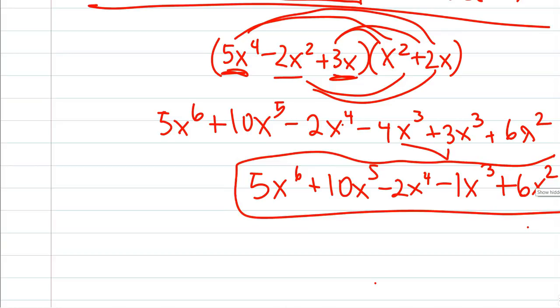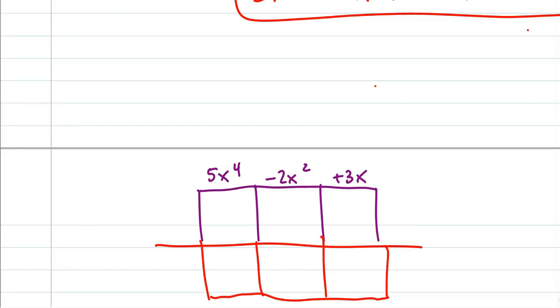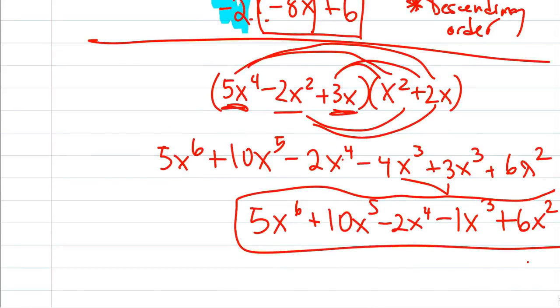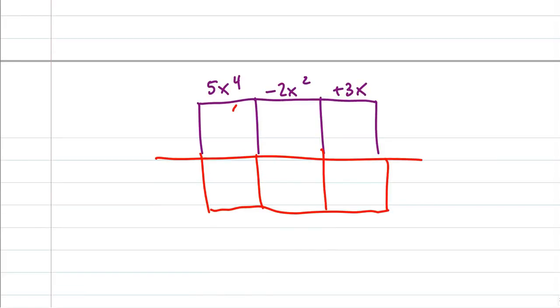I do also want to show you, because that's a lot to keep track of algebraically, this might be less intimidating if we can make it into an area model. So what you do is you take the 5x to the 4th minus 2x squared plus 3x, three separate terms, so three separate sections of the box. And then the other group was x squared plus 2x, so then I'd put the x squared and the plus 2x right here. What do we do now?